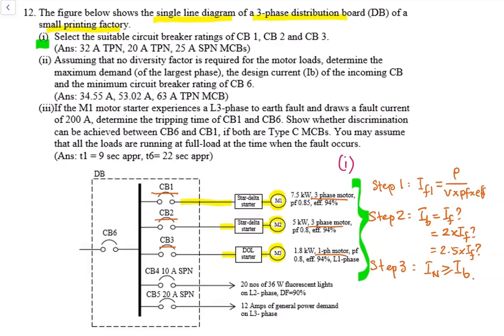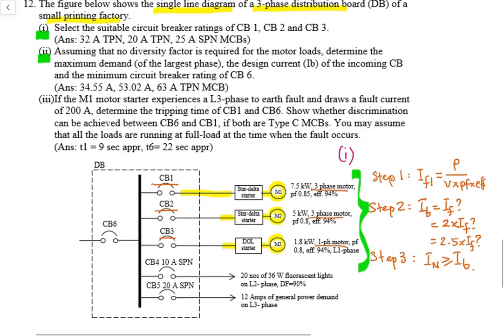Now in part 2, it says that assuming there is no diversity factor for the load, we are asked to determine the maximum demand of the largest phase. That's the first thing we want, maximum demand. Then the design current IB for the incoming circuit breaker. In other words, I'm asked to determine what should be the design current here. And what is the circuit breaker rating for CB6?